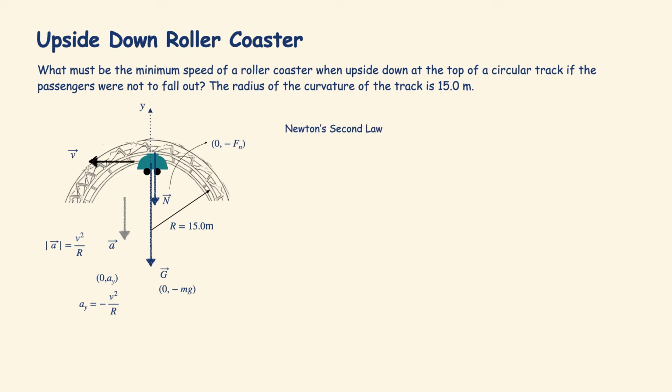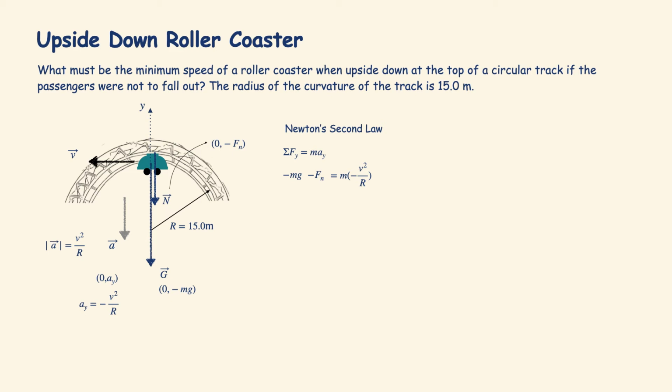Let me apply Newton's second law now for that car. Of course, I'll write down the equation for the y components. I have no other components anyway, and that will be minus mg, the gravitational component. To that, I will add the normal force component, minus Fn, and that has to be equal to m times minus v squared over r. That's the y component of the acceleration.